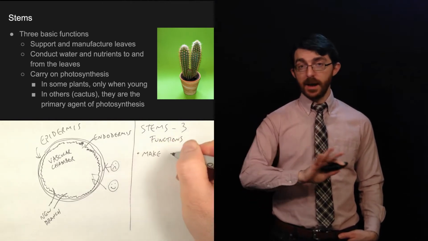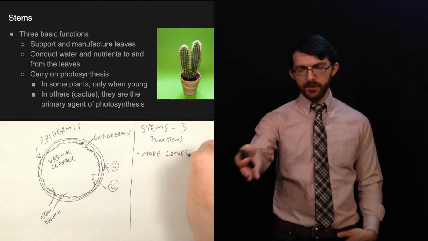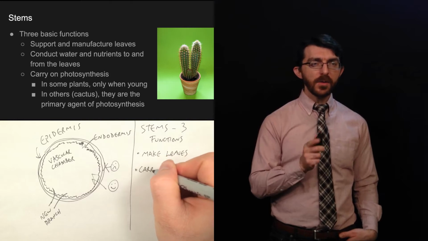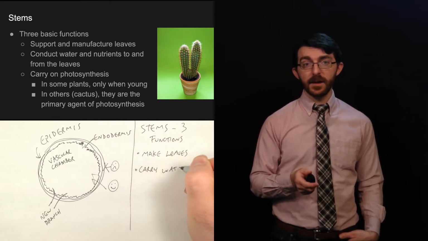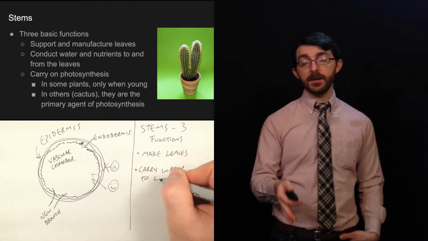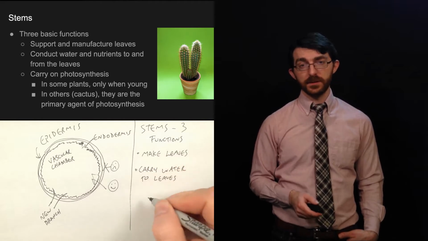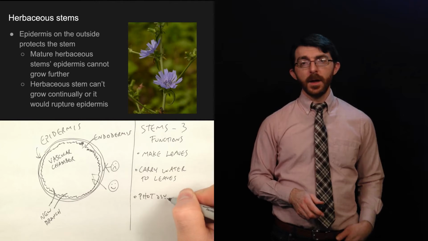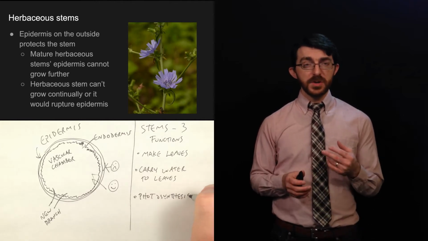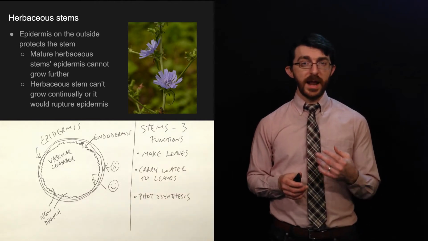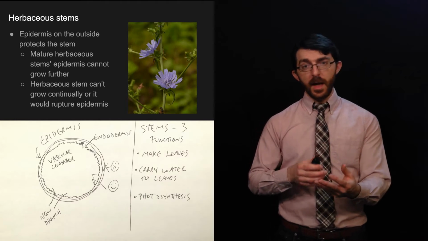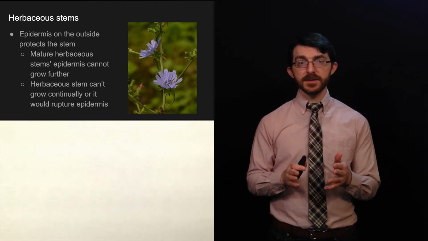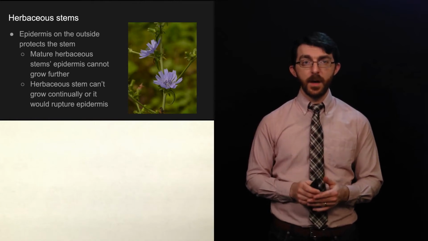Now, in some plants, they only do it when the plant is young, before it's had a chance to grow a lot of leaves. But in other plants, such as a cactus, they are actually the primary agent of photosynthesis. So if you remember, there are two different types of plants that have woody stems and herbaceous stems. Herbaceous stems have an epidermis on the outside that protects the stem.